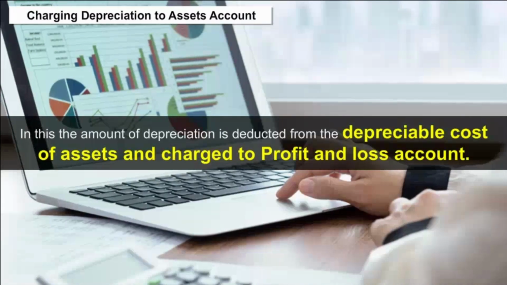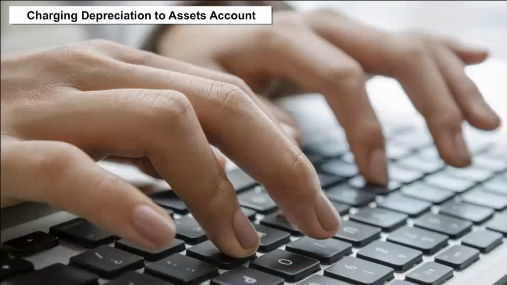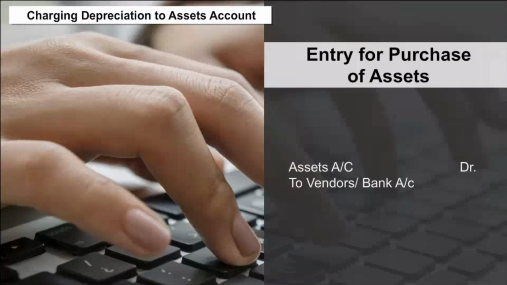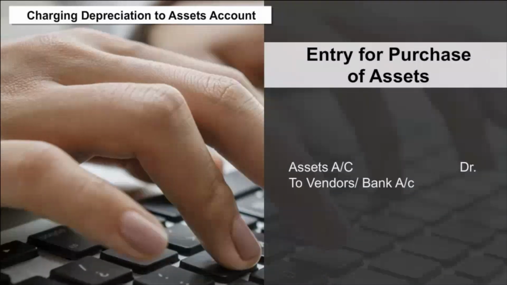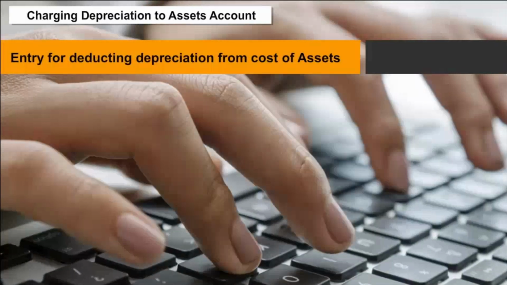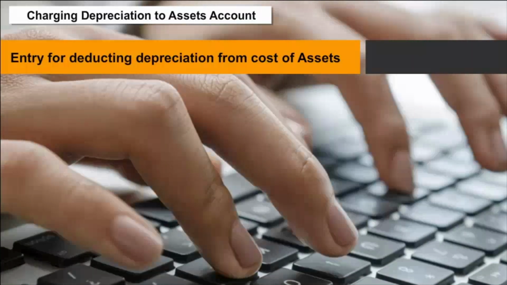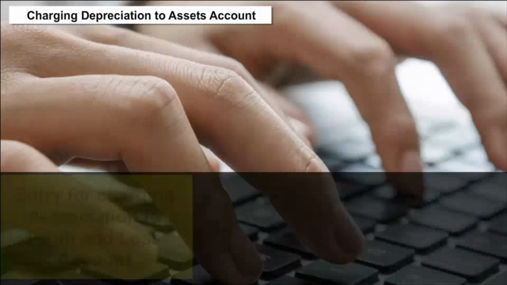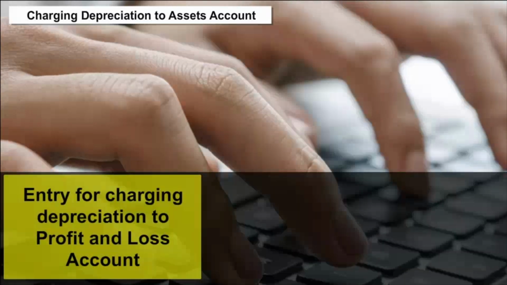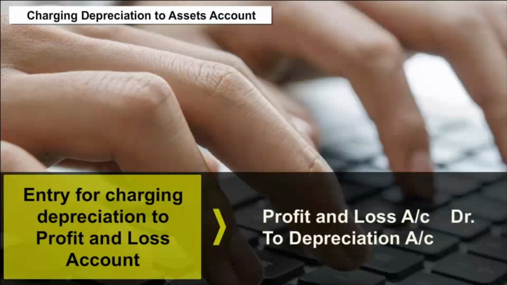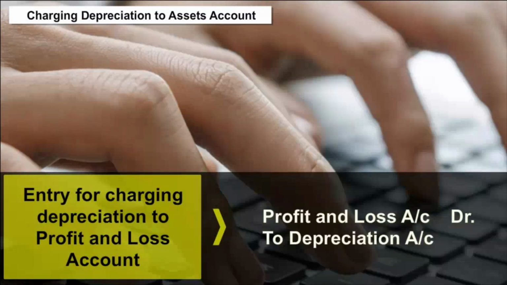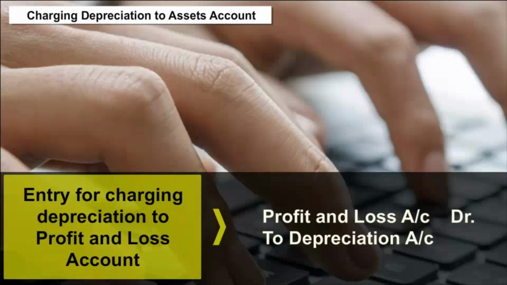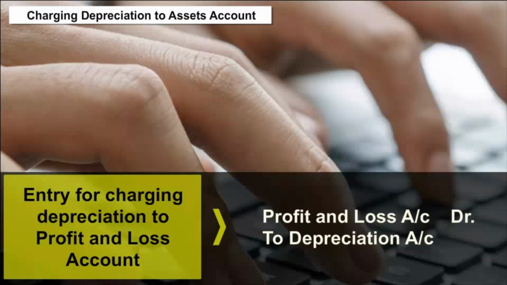The entries in the journal would be: entry for purchase of assets, assets account debit, to vendors or bank account. Entry for deducting depreciation from cost of assets, depreciation account debit, to assets account. Entry for charging depreciation to profit and loss account, profit and loss account debit, to depreciation account. In balance sheet, the assets will appear after deducting depreciation from the cost of assets.